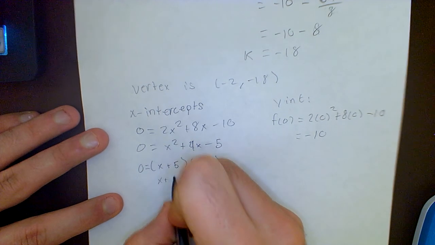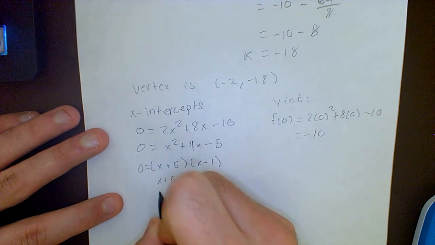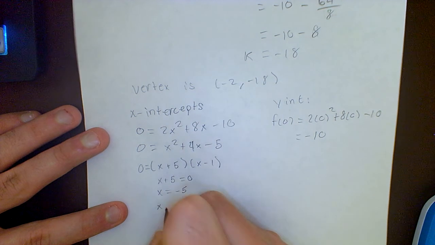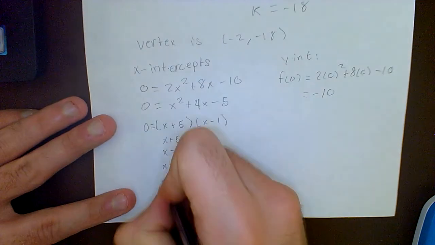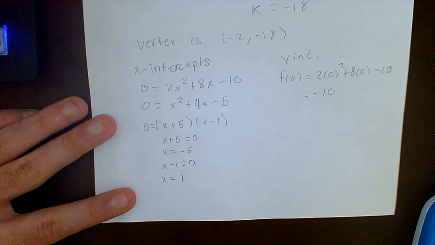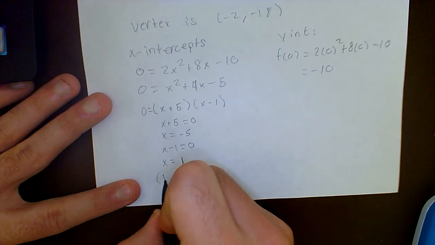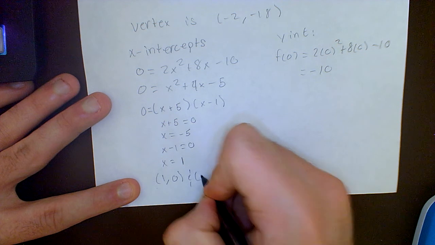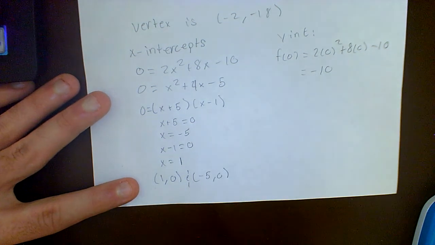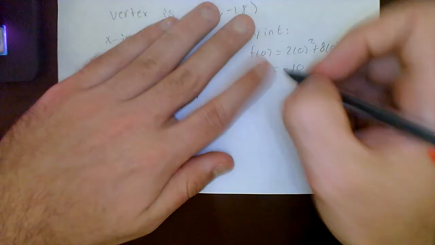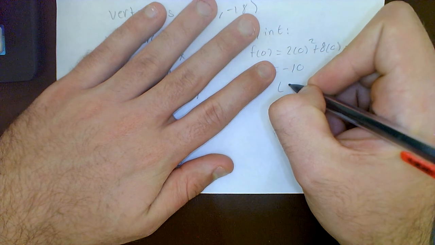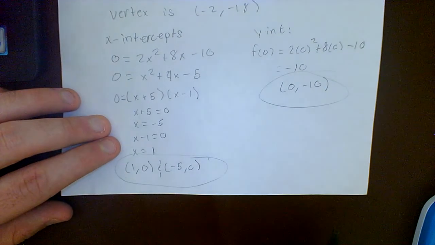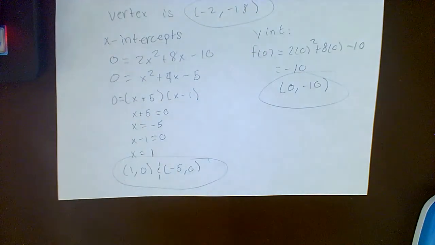So the x-intercepts: this one would be x equals negative 5, and this one is x equals positive 1. So the x-intercepts are the points 1, 0 and negative 5, 0. Those are the points where the y-coordinate is equal to 0. The y-intercept is where x is equal to 0. So these 4 points are on the graph, including this vertex.